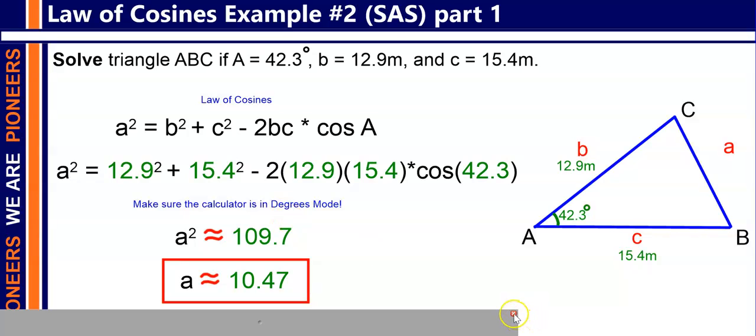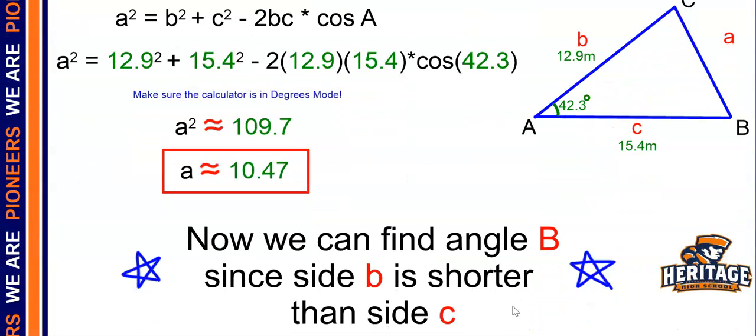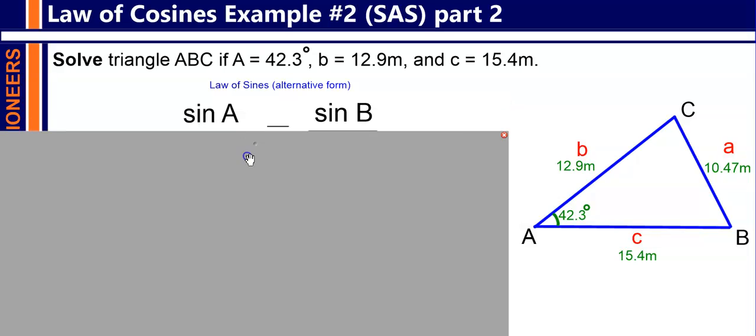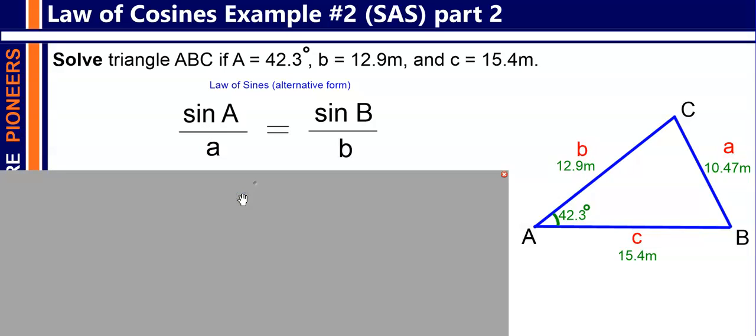We are not done, however, because now we need to consider which angle to find, angle C or angle B. Here I say we can find angle B since side b is shorter than side c. How do you know that? You look at the actual measurements of the sides. You have 12.9 meters for side b and 15.4 meters for side c. So side b is shorter, therefore angle B will be smaller than angle C. So we're going to find B. In order to find the smaller angle, we use the law of sines in its alternative form, where the sine of the angle is on top of the fractions and the sides are on the bottom.